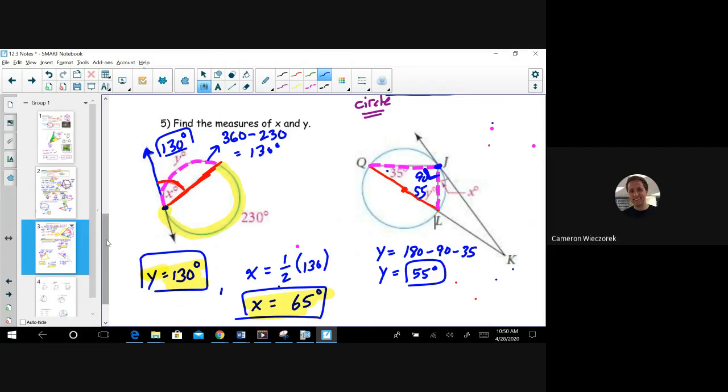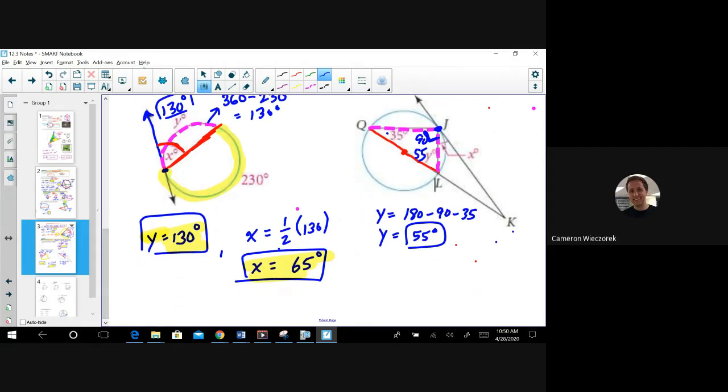Okay, now the last part, and it's probably the trickiest part, is how do you get x? Well, look at what x is made up of. X is an angle that's made up of this chord and this tangent ray, starting at J and going in the direction of K. So I've got a tangent chord angle, which means if I knew what this arc was in blue, all I got to do is cut it in half to get x. Well, how can I get the blue arc?